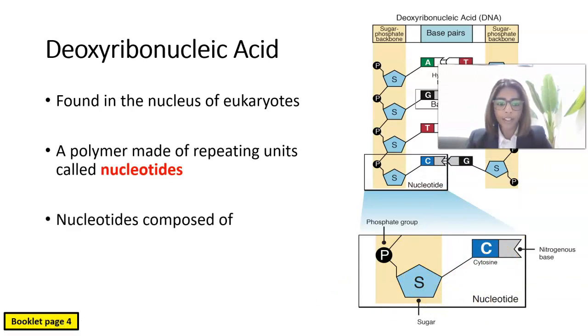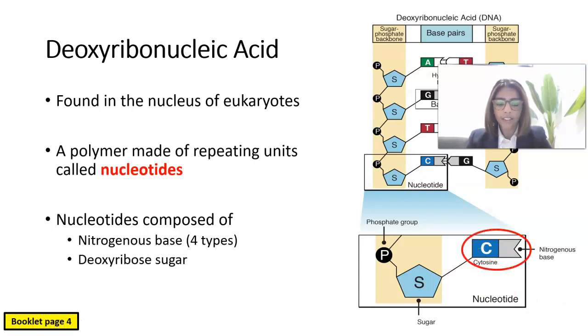Now, one nucleotide, which is in this box, is composed of 3 key things. Those are the nitrogenous bases. There's 4 different types of base. Here we are showing cytosine. We then have the deoxyribose sugar, which is that pentagon. And finally, we have a phosphate group, which is denoted by the letter P.